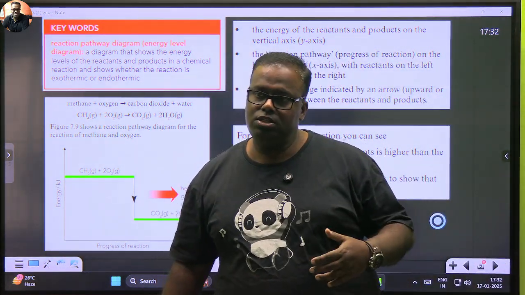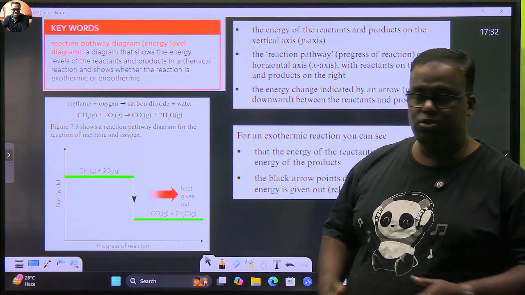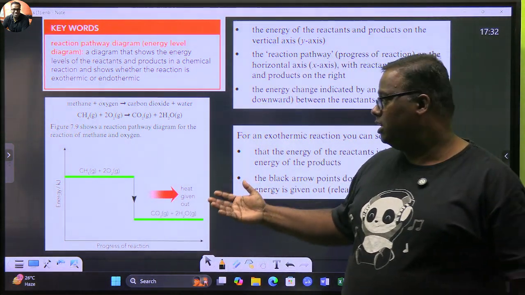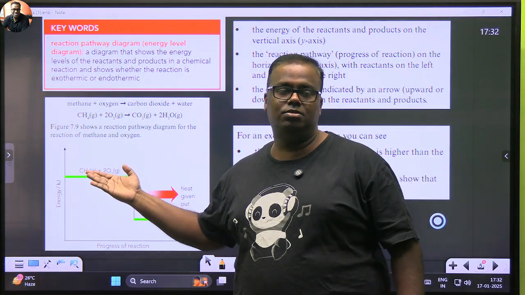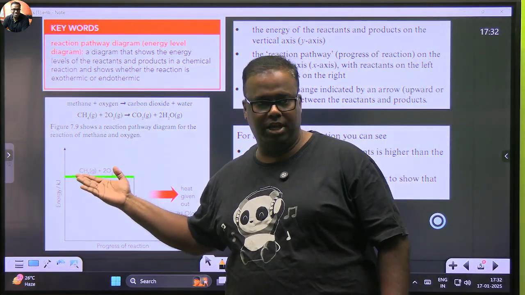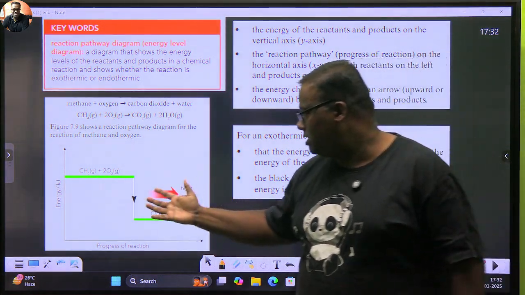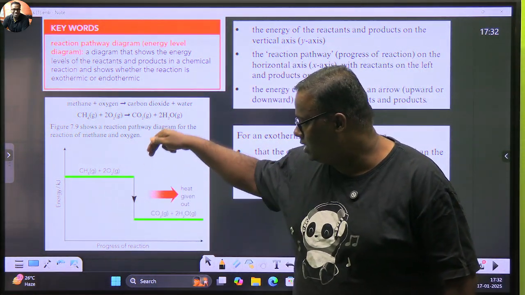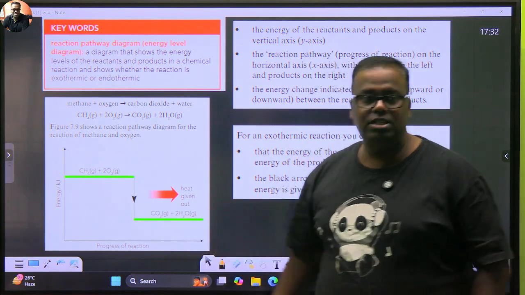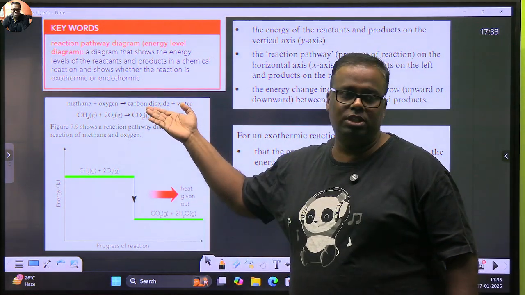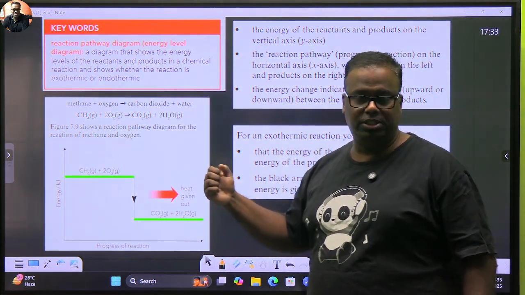So for the reactions which are exothermic, the heat is released, right? So you will see that the reactant's energy level will be higher than the product's energy. This is what we will study today, why this happens. And you will see that the arrow points downwards, that is, there's a release of energy. Whereas in endothermic cases, it will be opposite. The energy will be more on this side because the energy is absorbed by the system.